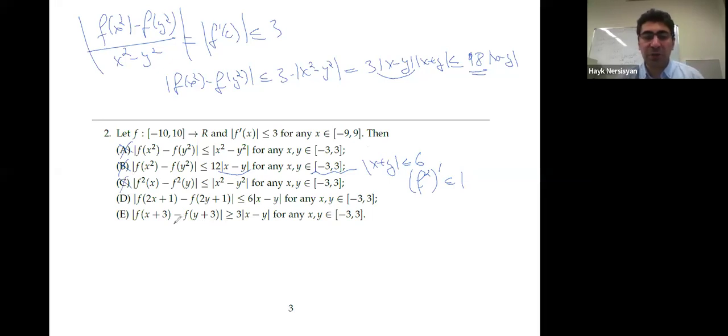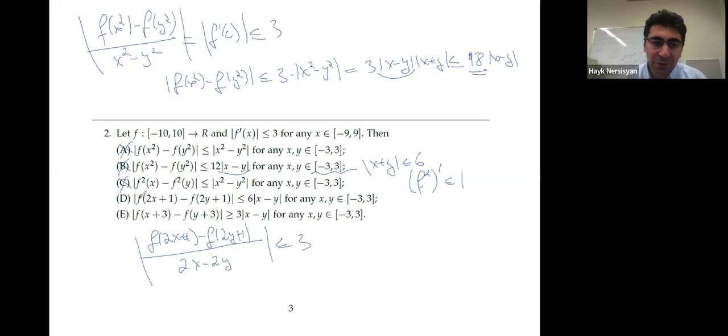What about D and E? Again, the mean value theorem is needed. So f of 2x plus 1 minus f of 2y minus 1 divided by the difference of arguments, 2x plus 1 minus 2y minus 1, with modulus is smaller or equal than 3. Hence, D is true. It's the mean value theorem. And E is wrong because of this sign. Come on, it should be smaller, not greater. So we have the correct answer, number 2.